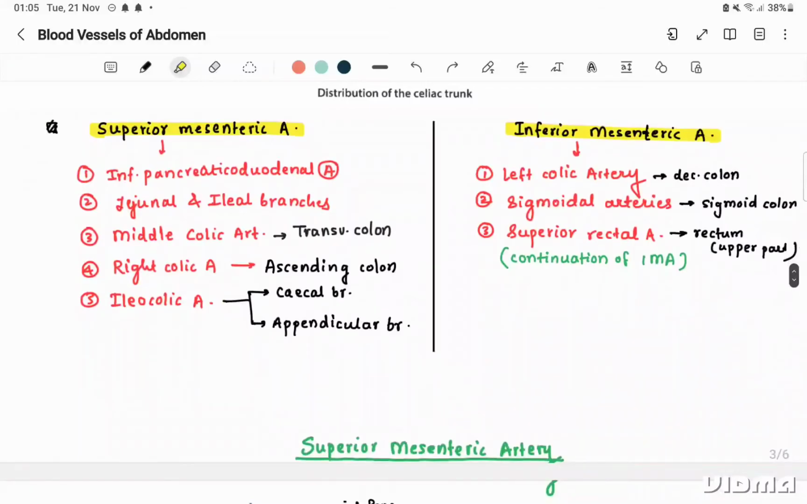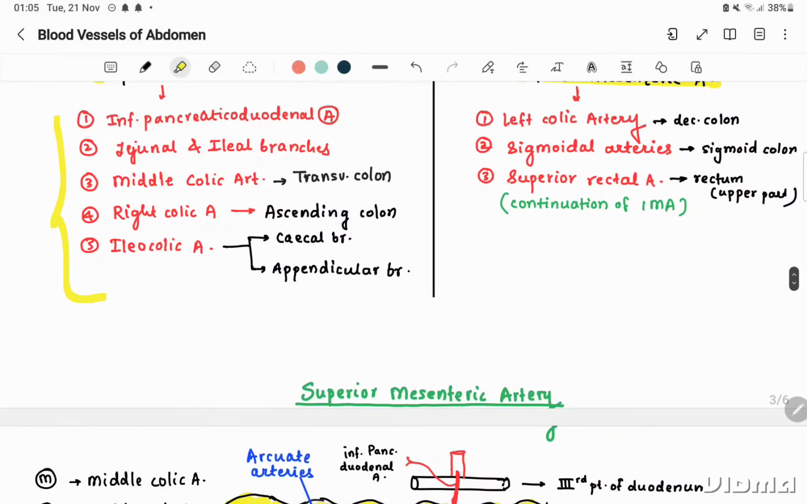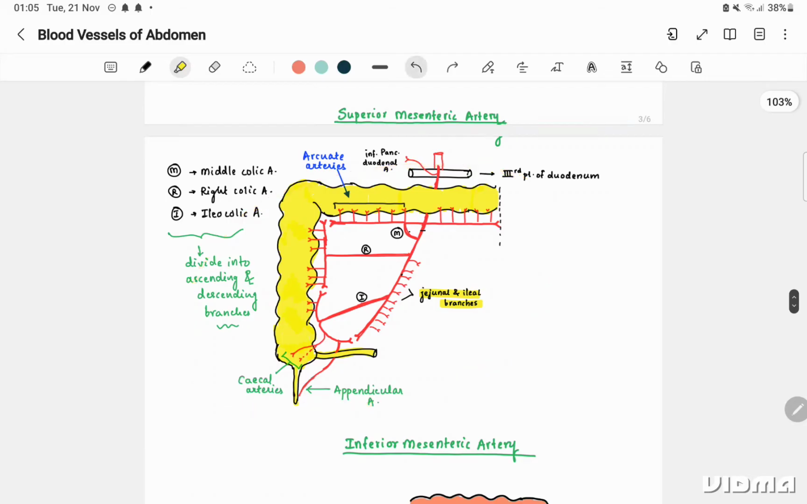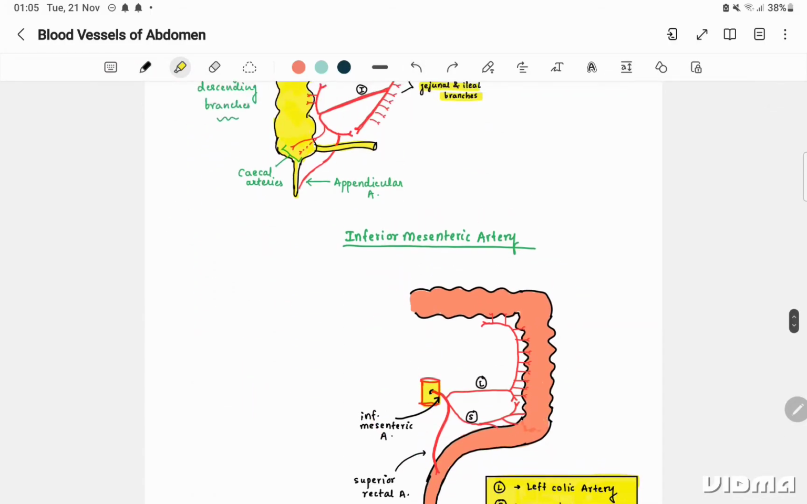After this, let's move on. So, the superior mesenteric artery and the inferior mesenteric artery. What are the branches of the superior mesenteric artery and what are the branches of the inferior mesenteric artery? The superior mesenteric artery has 5 branches, which supply the large intestine, and the inferior mesenteric artery is also supplying this part.